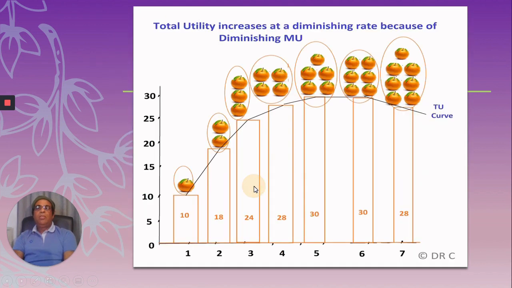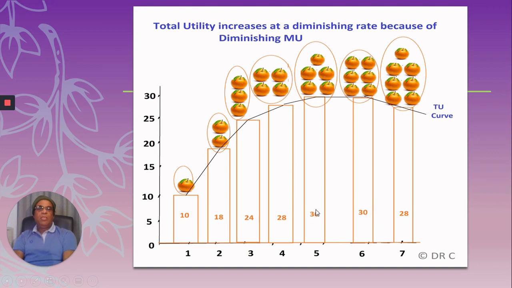And this is the total utility we get. From every orange added, we get first 10, then 18, because the second gave only 8. So the total from 2 oranges, not the second, from the 2 oranges, 18. From 3 oranges, 24, because from the third one we got only 6. So from 4 oranges, 28. From 5 oranges, 30.